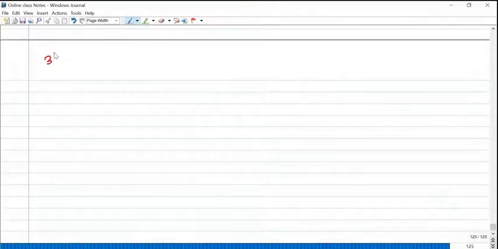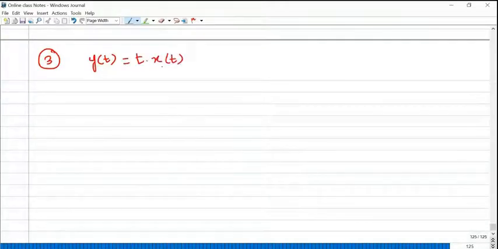Next problem. Y of t equal to t times x of t. Now, how to check the stability of this particular system? What is a stable system? A system should give bounded output for a bounded input signal. What are the bounded input signals? You may give a constant input, or a cos t, or sin t, or u of t. These are all bounded input signals.